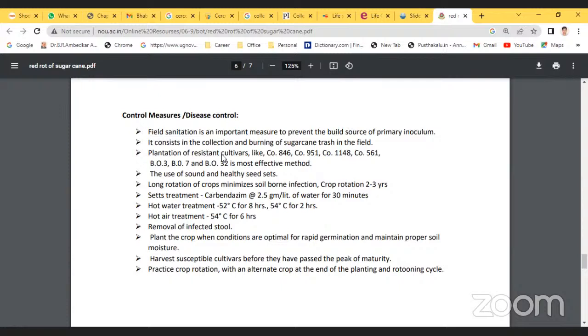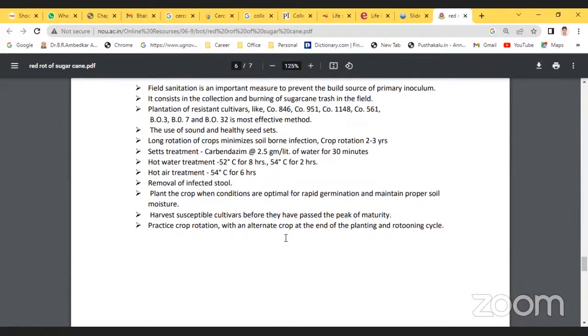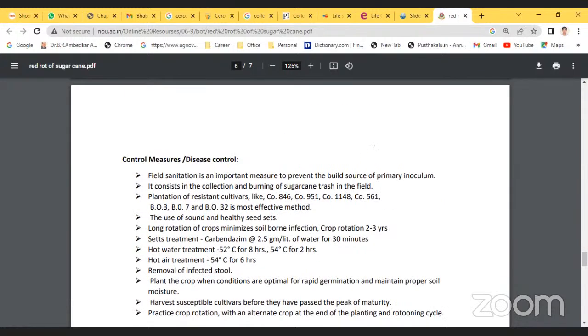Plant the crop when conditions are optimal for rapid germination and maintain proper soil moisture. Harvest susceptible cultivars before they have passed the peak of maturity. Practice crop rotation with an alternative crop at the end of the planting cycle. These are the control measures in disease control.